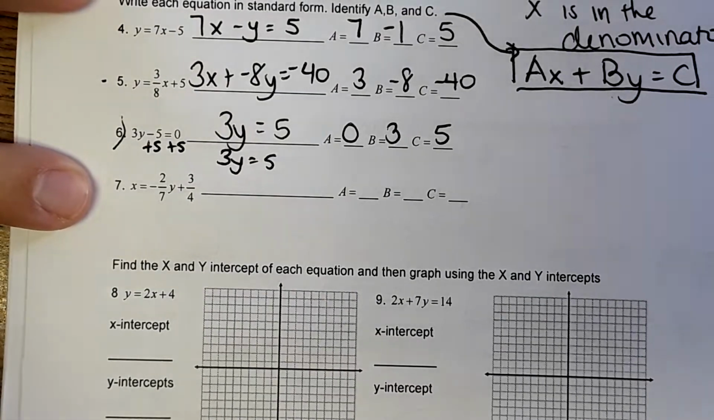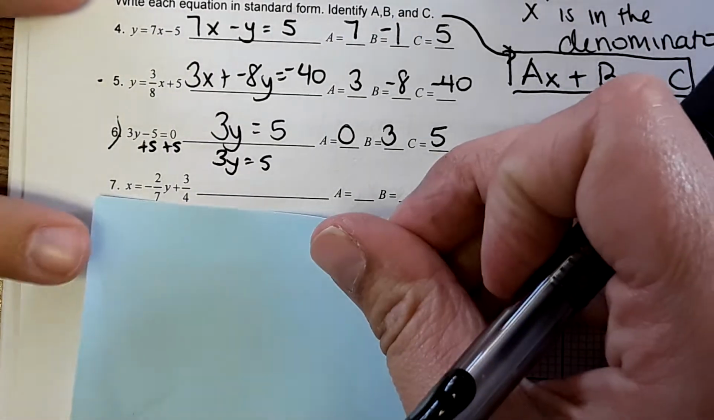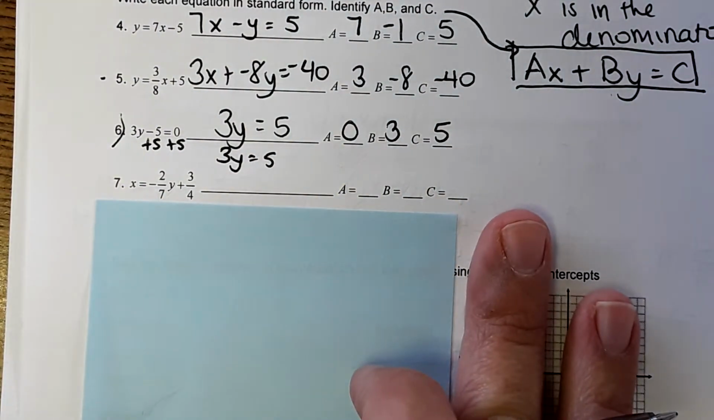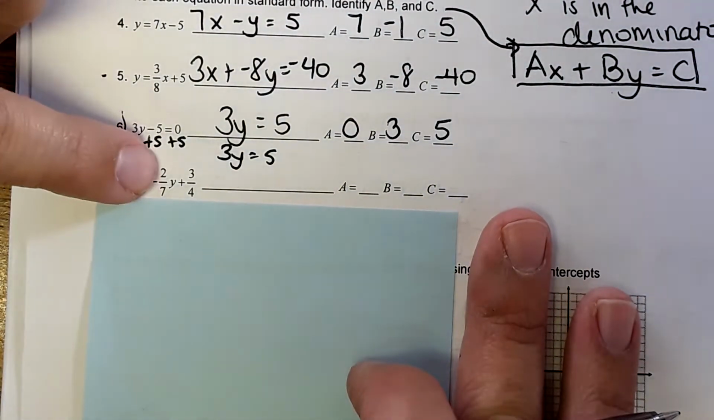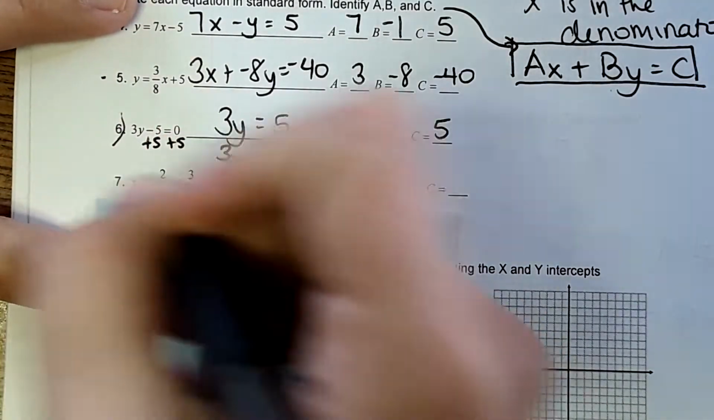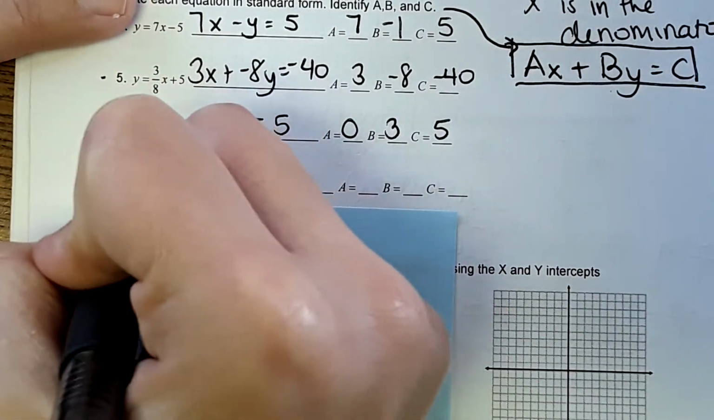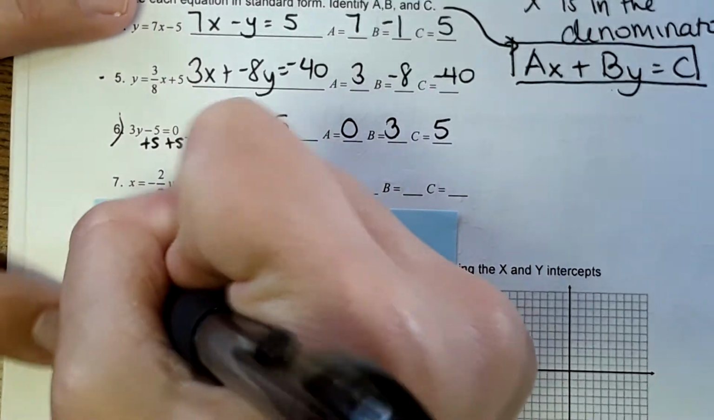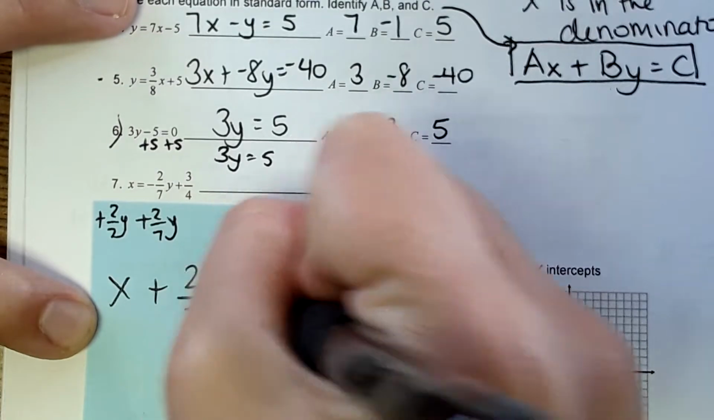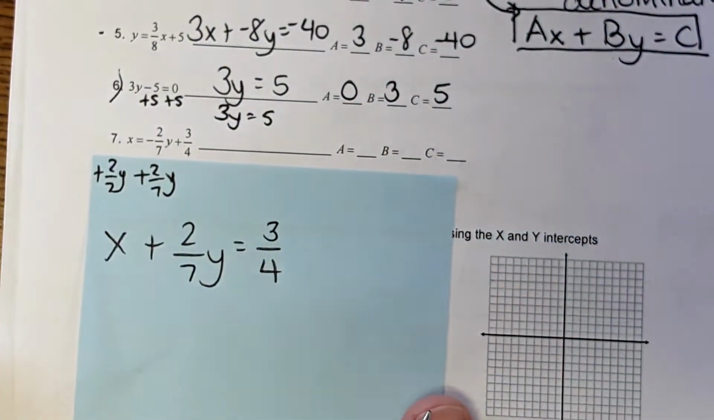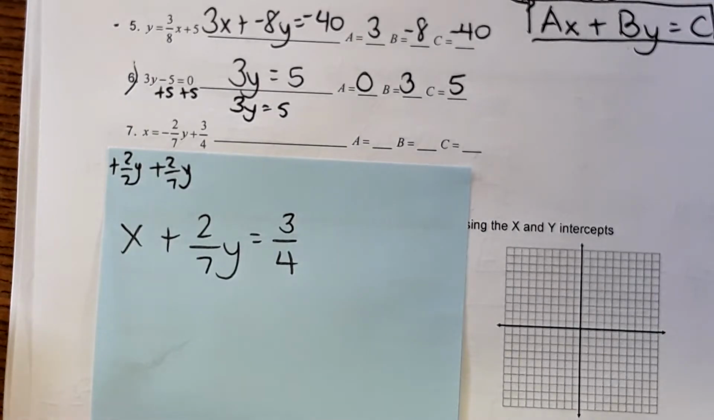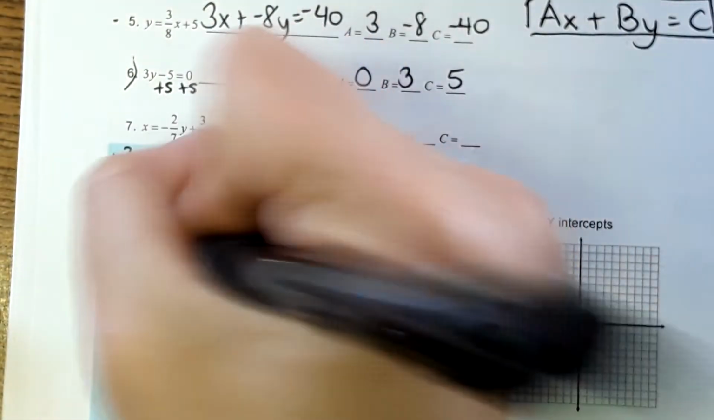And last but not least, of course, they give us fractions. First thing I need to do is get the y on the other side, so I'm going to add 2/7 y to the other side. So I get x plus 2/7 y equals 3/4. I can't have those fractions. I need to get rid of them.